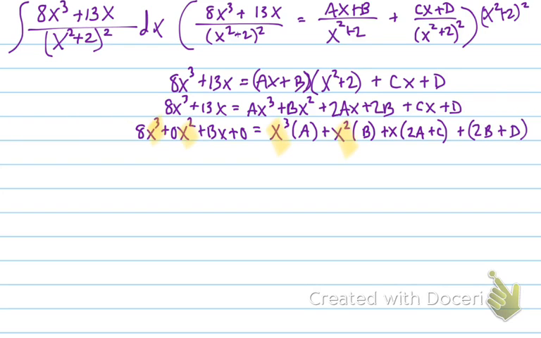I have an x squared on this side, I have an x and an x on this side, and I have a constant term on this side and a constant term on the other side. So I'm actually going to set their coefficients equal to each other. Look what I do.